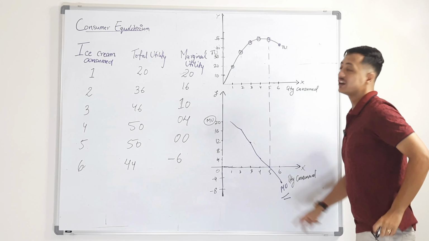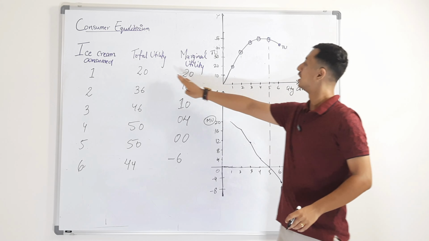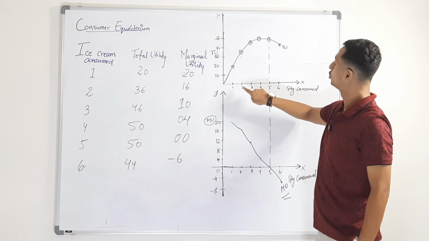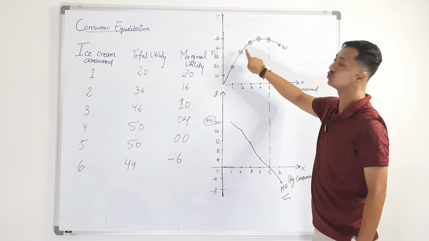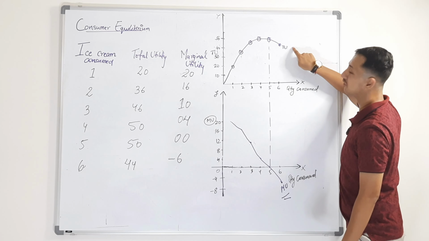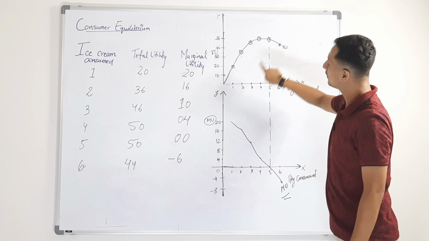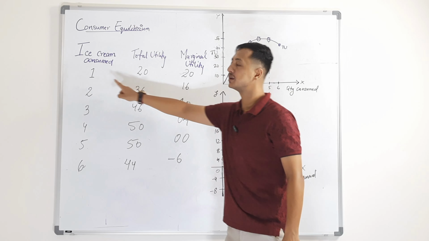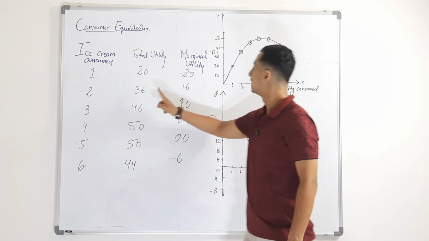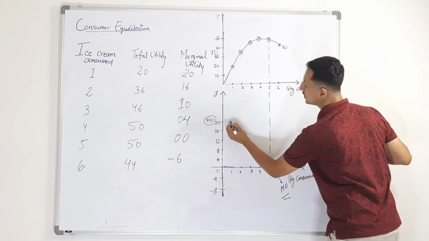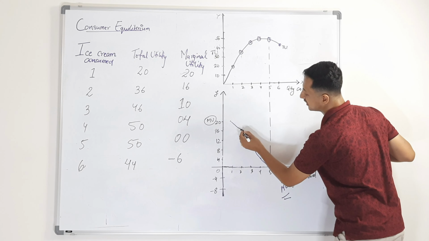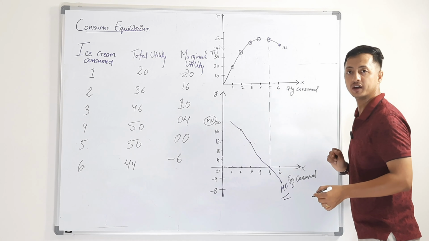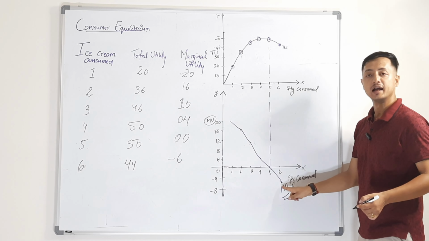Now as we plot the graph, for one ice cream, 20 total utility. For two ice creams, 36. And so on, we plot this graph. And the same thing we will do for marginal utility as well. We plot the graph. First ice cream, 20. Second ice cream, 16. Third ice cream, 10. Likewise, and till negative.